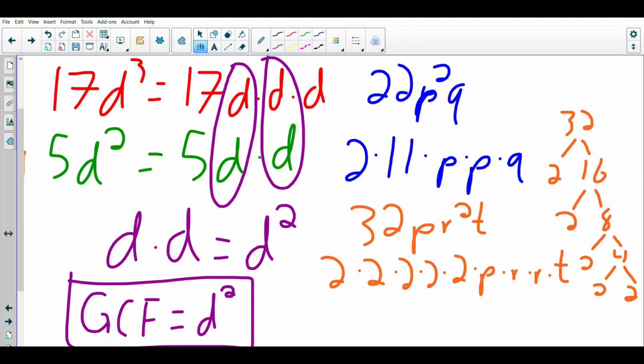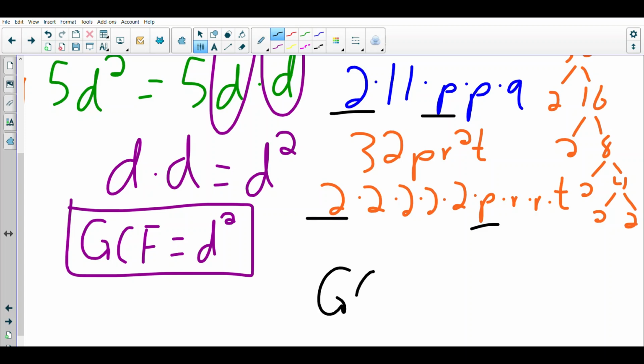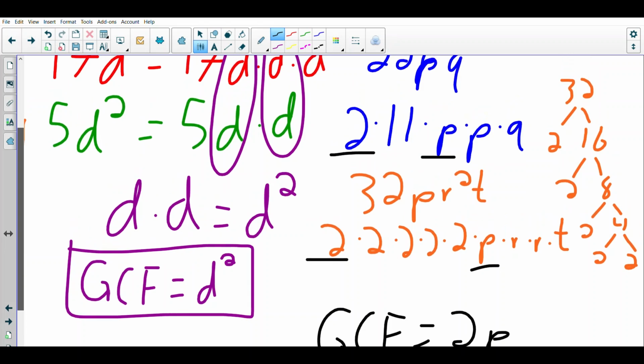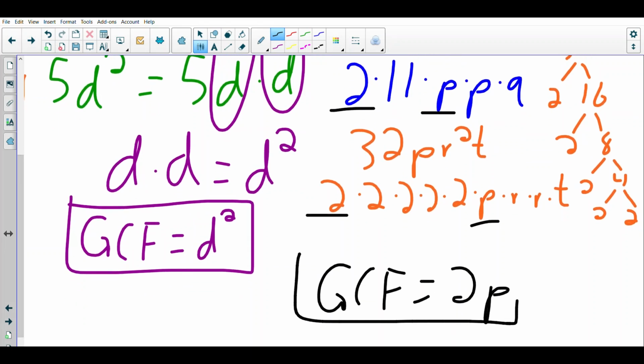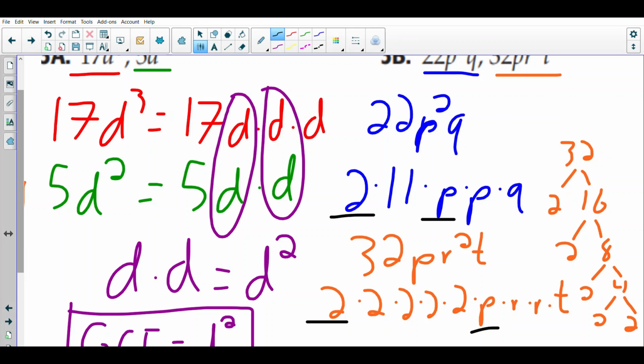Now I'm going to use underlining to help us show what we have the same. So we have a 2 the same. We have a p that is the same, and that's it. There's nothing else that they have in common. So we just end up with a greatest common factor of 2p. So there's not much that they actually share, which isn't a big deal. Sometimes they share a lot, sometimes they don't. So that is how we find the greatest common factor of 2 monomials. And sometimes you'll have to apply it to 3 or 4 or 5.